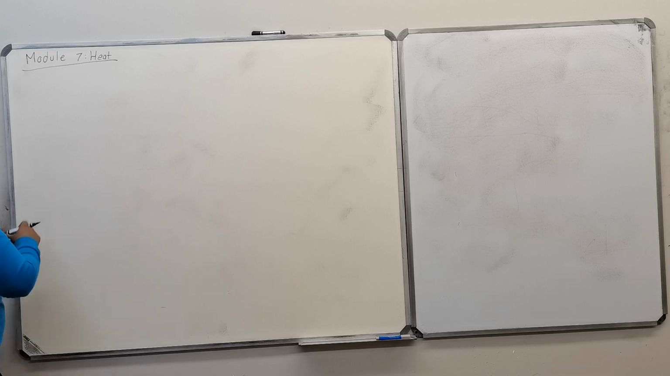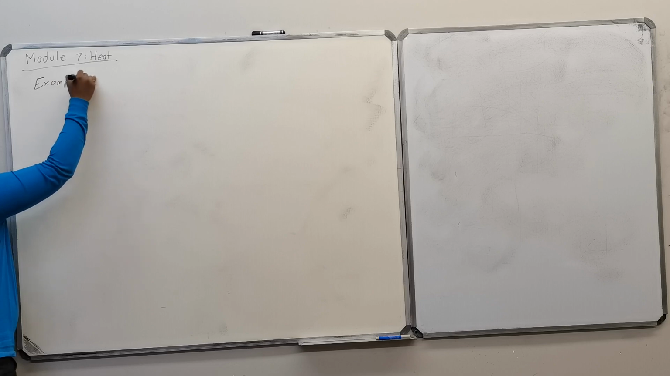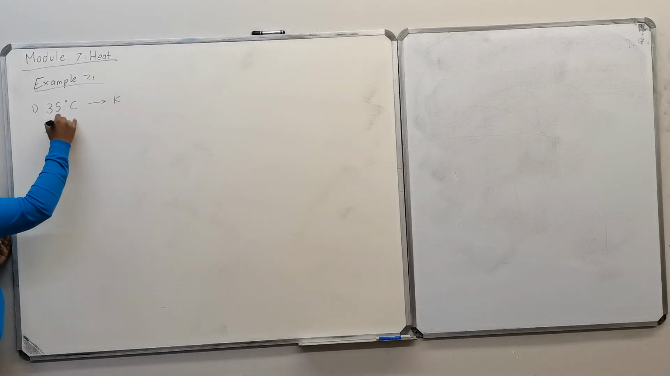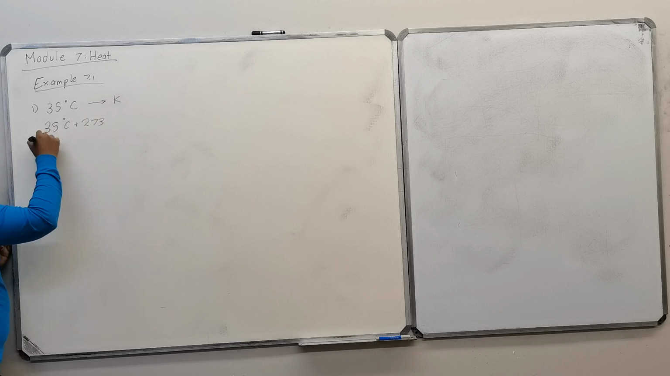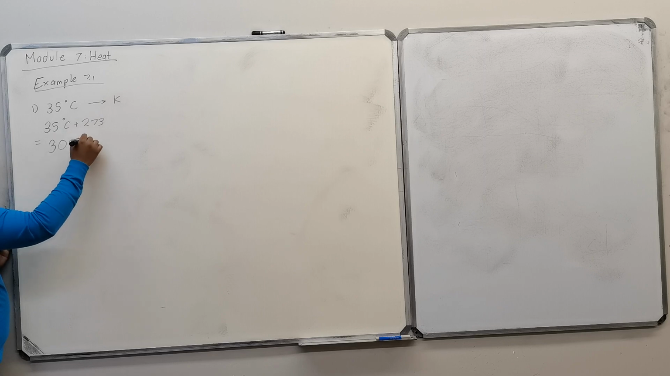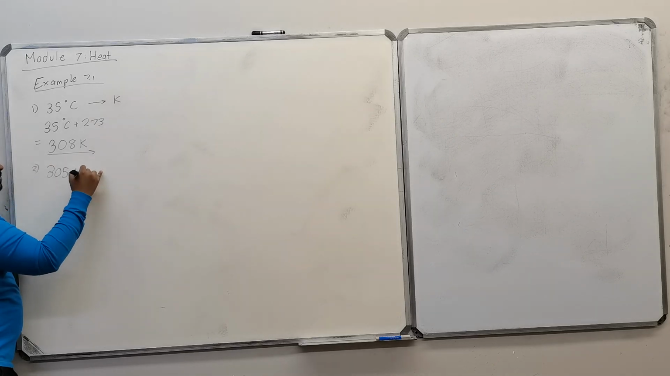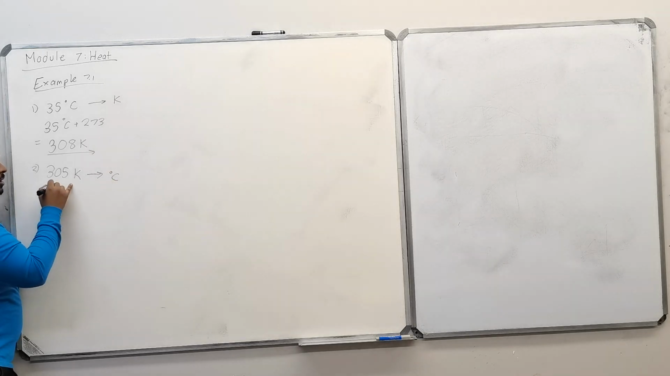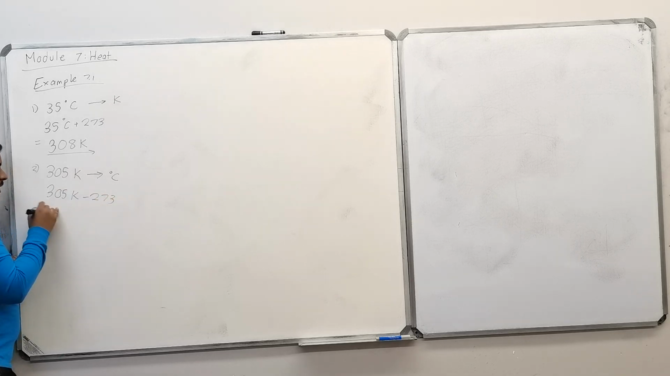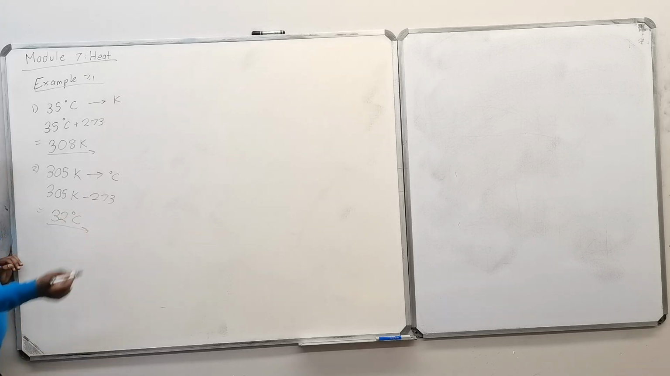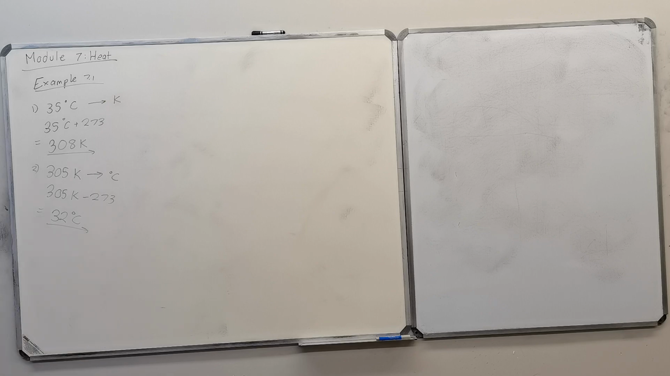So, for example, 7.1. They want you to convert 35 degrees Celsius to Kelvin. Now, what did we say when you're converting Celsius to Kelvin? So, it'll be 35 degrees Celsius plus 273, which is 308 Kelvin. And then if they asked you to convert 305 Kelvin to degrees Celsius, what would you do? You would subtract. So 305 Kelvin minus 273 is? Straightforward, right? Okay. And that's how the calculation would be. It's never that easy, right?